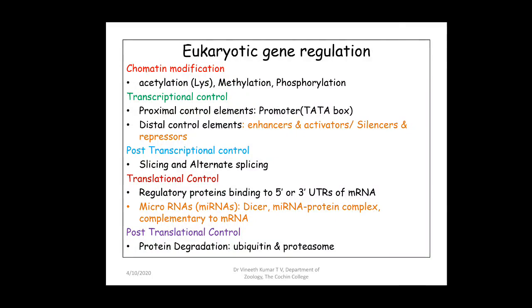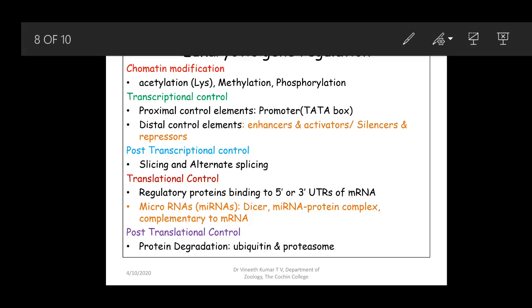Coming to the distal control elements, there are two types of distal control elements. They are called enhancers and silencers. As I said in the previous video, these sequences are seen far away from the gene to be transcribed, but they influence the activity of the gene. Such elements are called distal control elements. One distal control element is the enhancer, the other one is called the silencer.